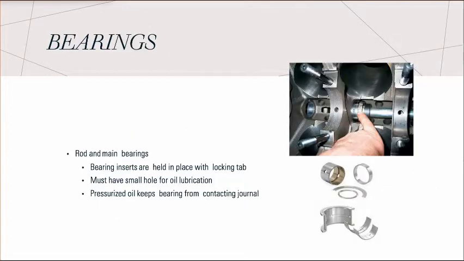A bearing is a device supporting a mechanical element and providing its movement relative to another element with minimal power loss. The rotating components of internal combustion engines are equipped with sleeve-type sliding bearings. It must have a small hole for oil lubrication, and the purposes of lubricating oil in engine bearings are a significant decrease of the coefficient of friction, the extraction of the heat generated by the friction, and removal of foreign material from the rubbing surfaces. And the pressurized oil keeps the bearing from contacting the journal.